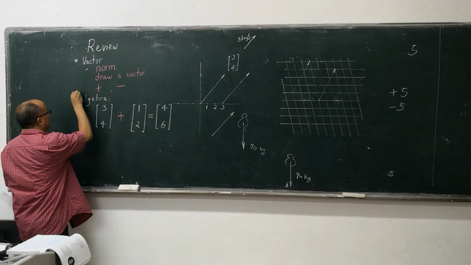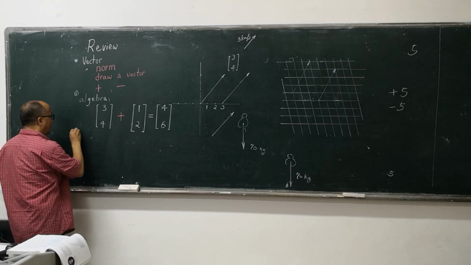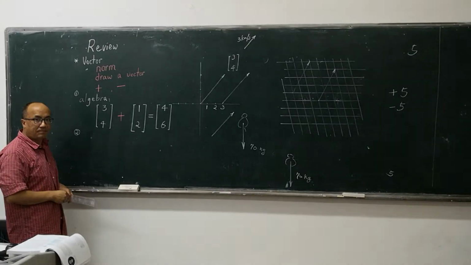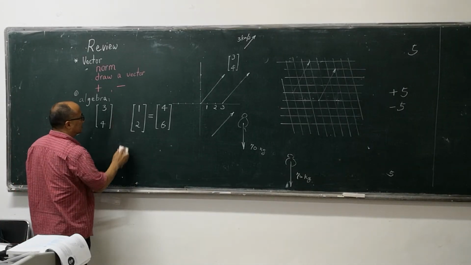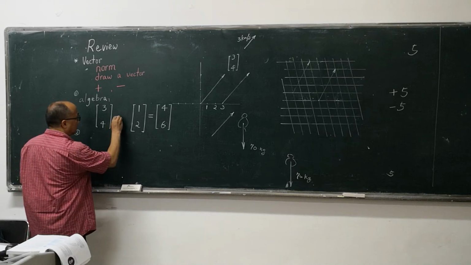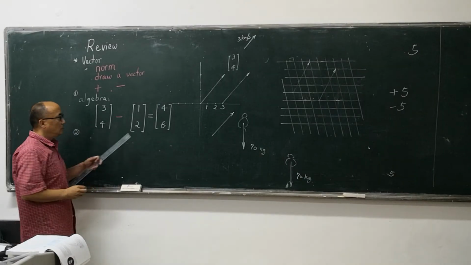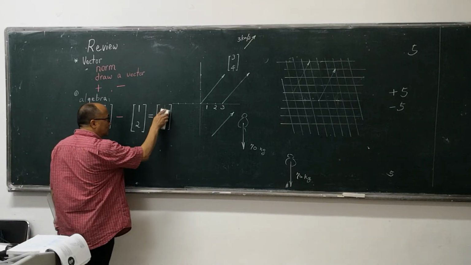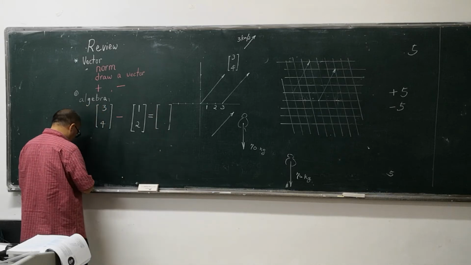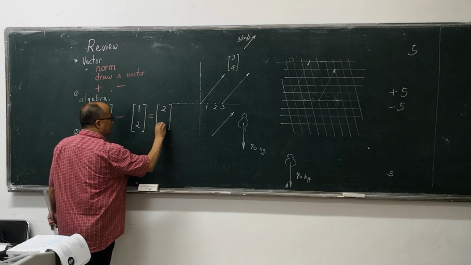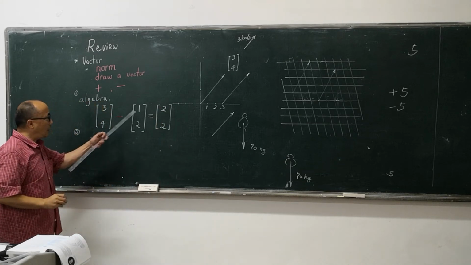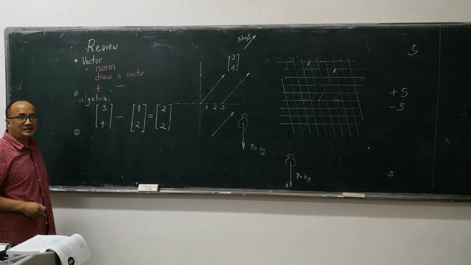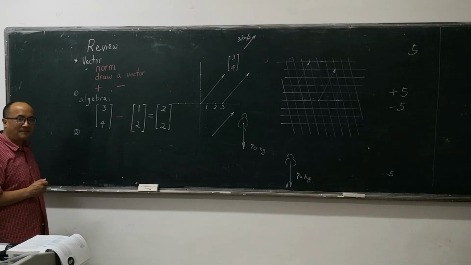And the second way, okay, if it's minus, what's the result? Yes, 2, 2. 3 minus 1 is a 2. 4 minus 2 is a 2. This is as simple as elementary school stuff.